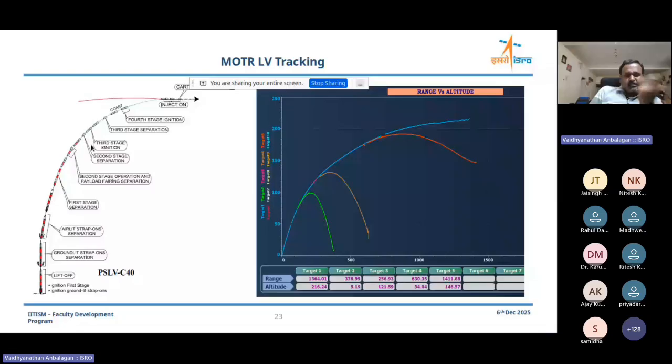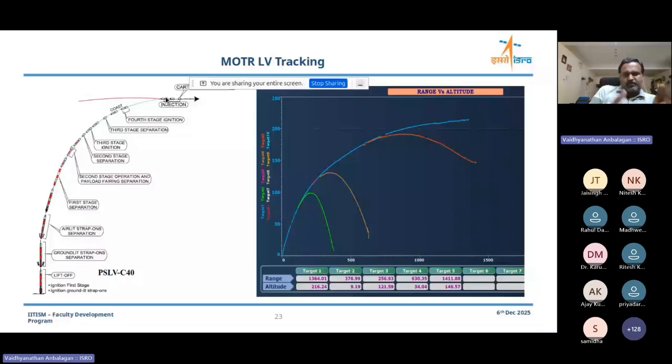Once the second stage is over, the second stage separates, and then the third stage ignites. The third stage is again a solid stage which burns for say a couple of 100 seconds. Once the third stage is over, before firing up the final stage, the vehicle goes into coasting for some time, and the final stage, once it fires up, takes the satellite to the required orbit.